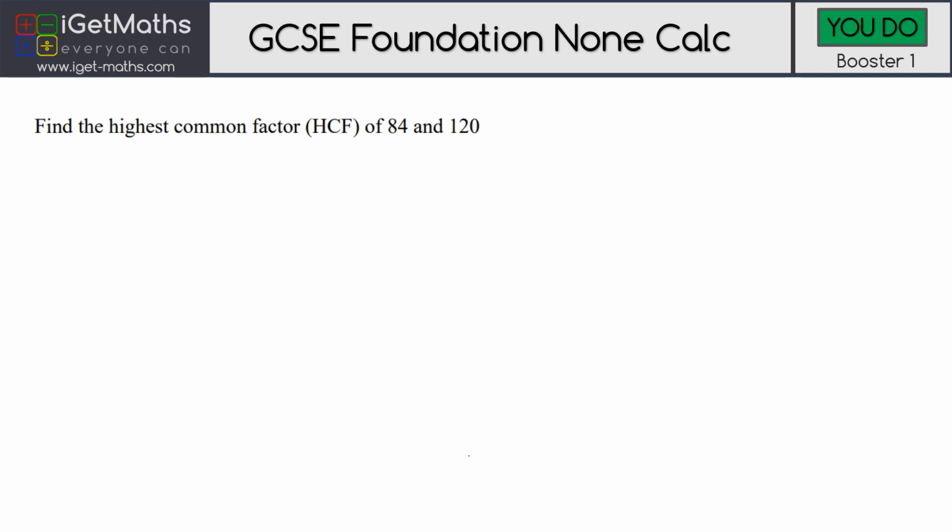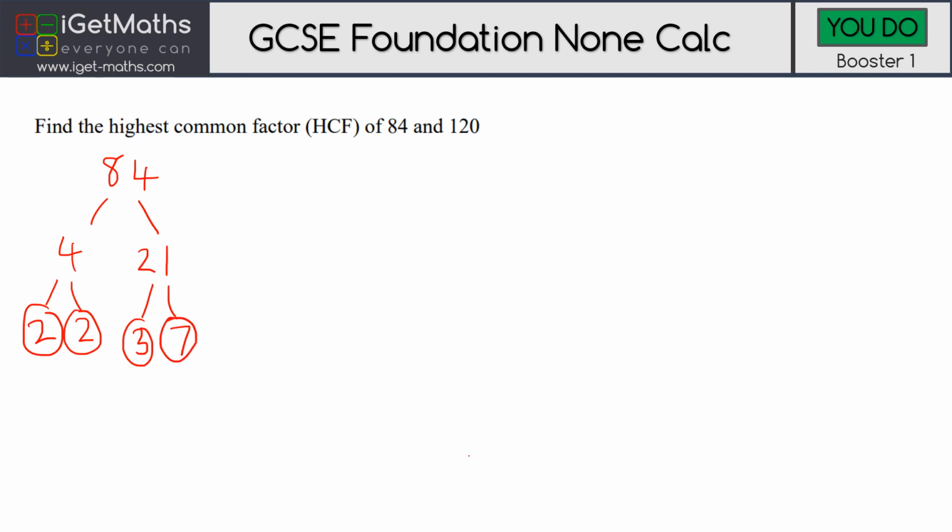Find the highest common factor of 84 and 120. So I'm going to do a factor tree for both. So we've got 84, 4 goes into both of them. 4 is broken down into 2 times 2. And then 4 times to get to 84 would be, 4 goes into 8 twice, 4 goes into 4 once, and then that would be 21, so that'd be 3 times 7. They're both prime numbers. And remember, I'm going to write this out in full, so 84 is equal to 2 times 2 times 3 times 7.